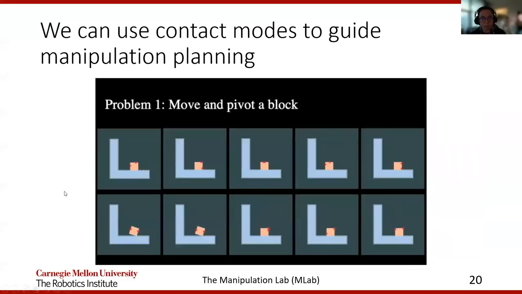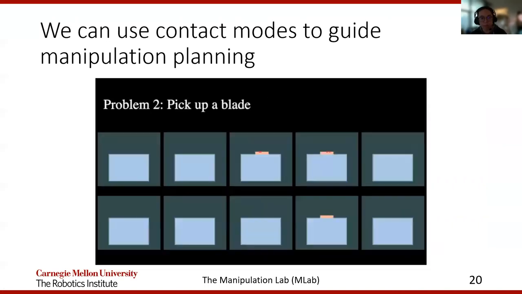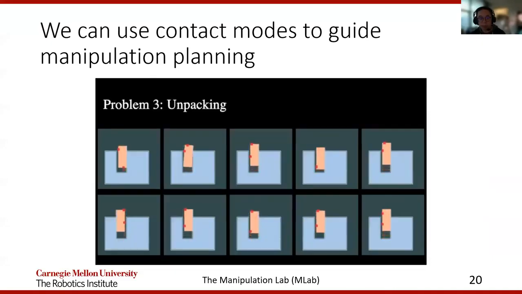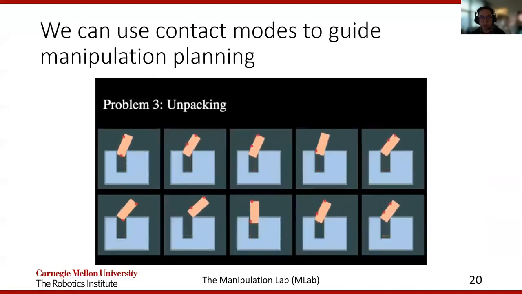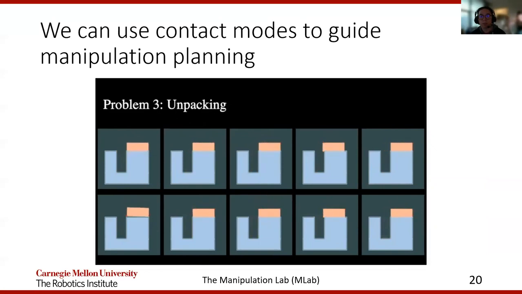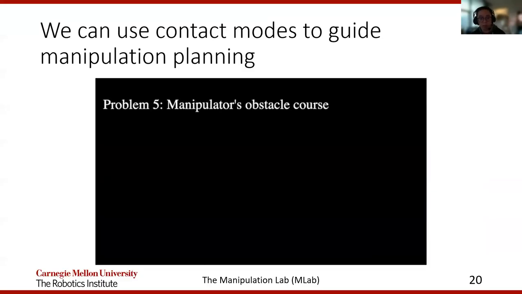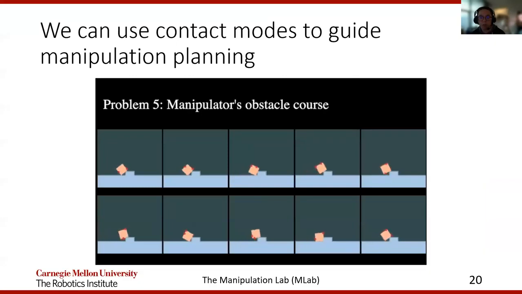We have some additional examples which demonstrate this idea at work, and this is enabled by our paper on contact mode enumeration. For instance, unpacking blocks in a tightly constrained space, pushing a block up a cliff, which has the transition between sliding along the ground and then sliding up the cliff, or just going over an obstacle course.